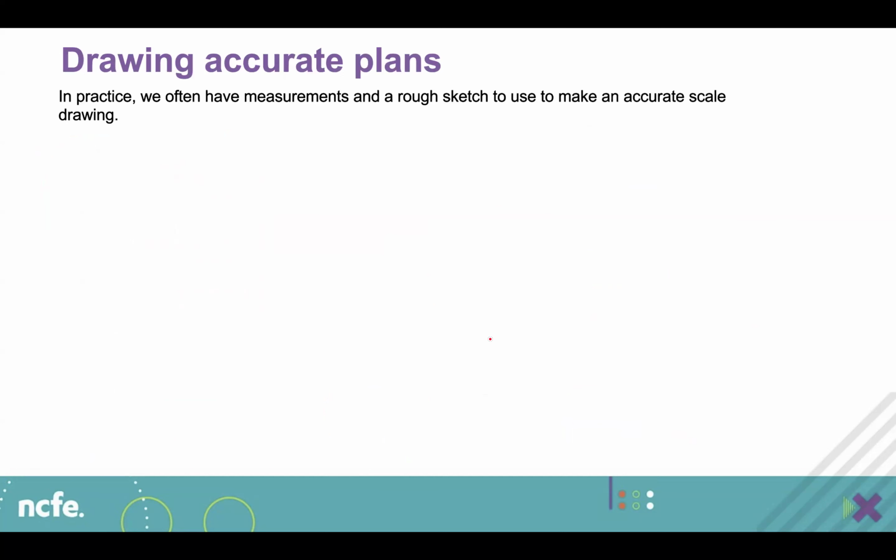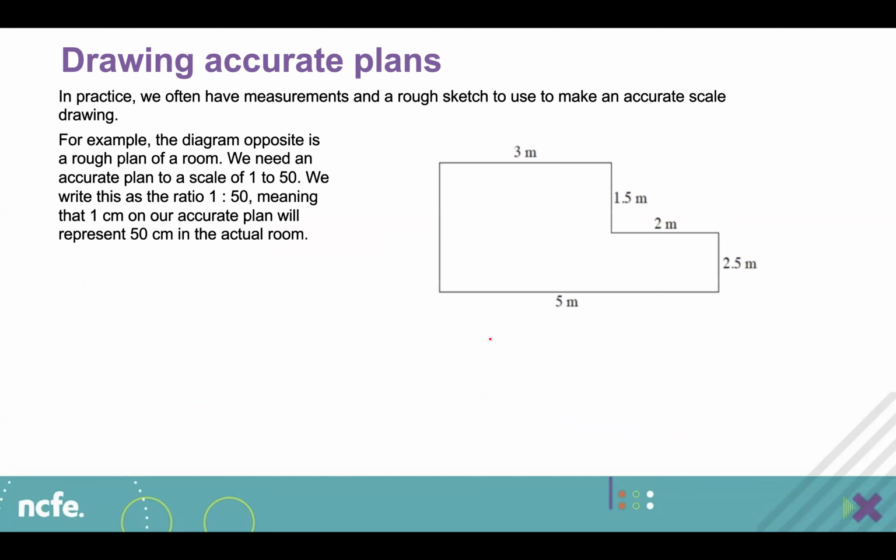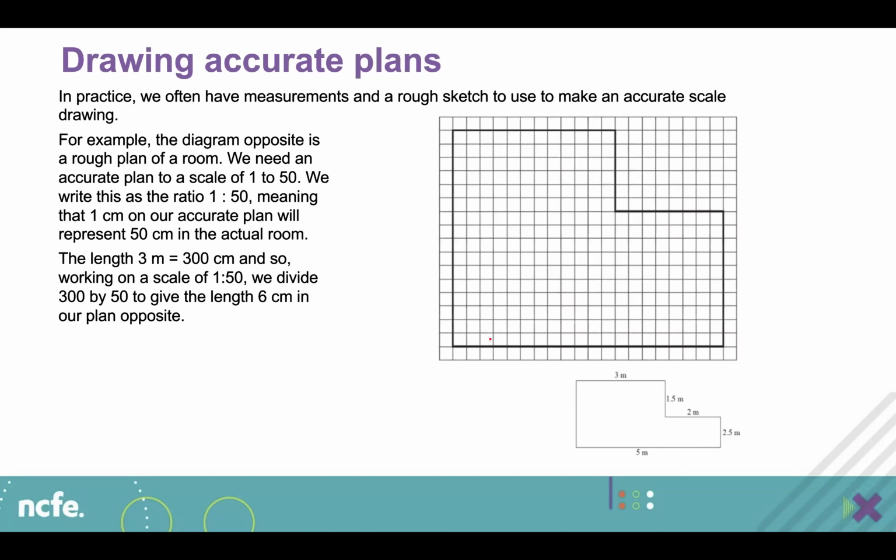In practice, we often have measurements and a rough sketch used to make an accurate scale drawing. For example, the diagram opposite is a rough plan of a room. We need an accurate plan to a scale of 1 to 50. We write this as a ratio 1 to 50, meaning that 1 centimeter on our accurate plan will represent 50 centimeters in the actual room.